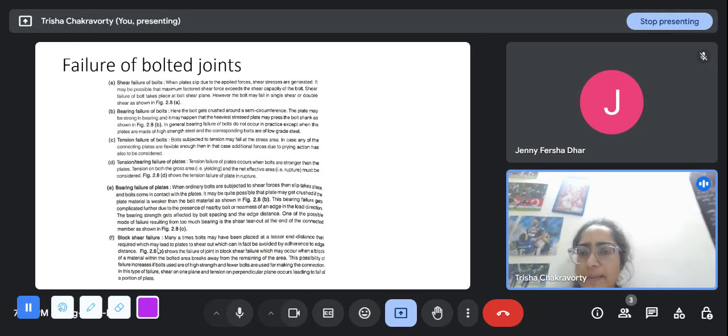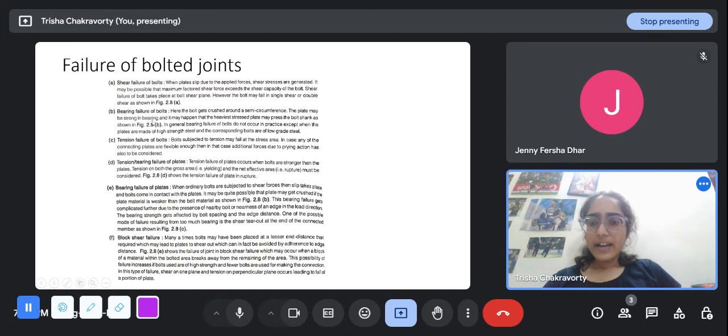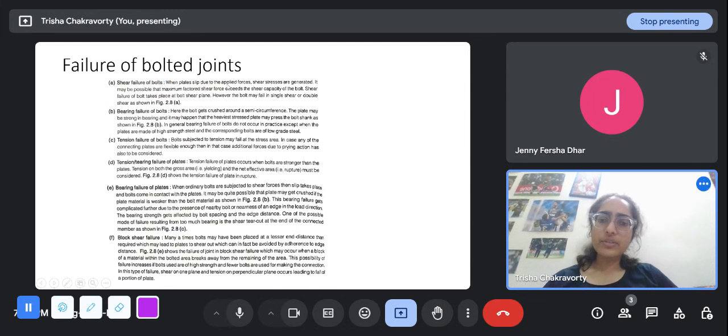Failure of bolted joints. These two I have already spoken of: shear failure of bolts and bearing failure of bolts. Shear failure of bolts: when plates slip due to the applied forces, shear stresses are generated. It may be possible that the maximum factored shear force exceeds the shear capacity of the bolt. Then the shear failure of the bolts takes place at the bolt shear plane. So what does that mean?